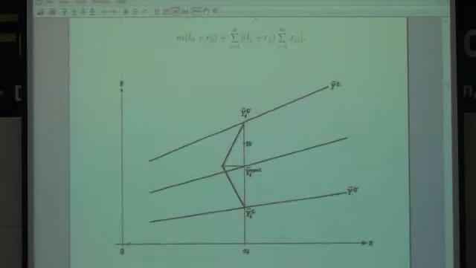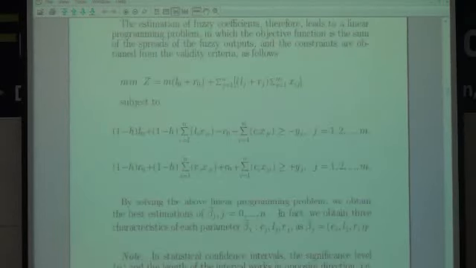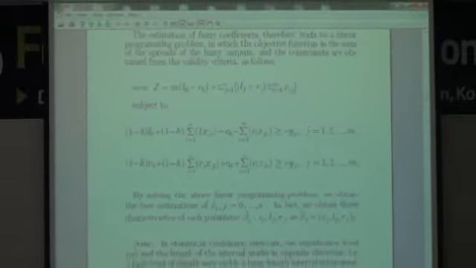This is a typical perspective of crisp input and fuzzy output of the model. This is the lower bound and the upper bound, as Professor Watada described yesterday. So we lead to such a linear programming model: minimize this objective function subject to these limitations. By solving this optimization problem, we estimate the parameters of the model, the centers and the left and right spreads of the fuzzy coefficients of the model.